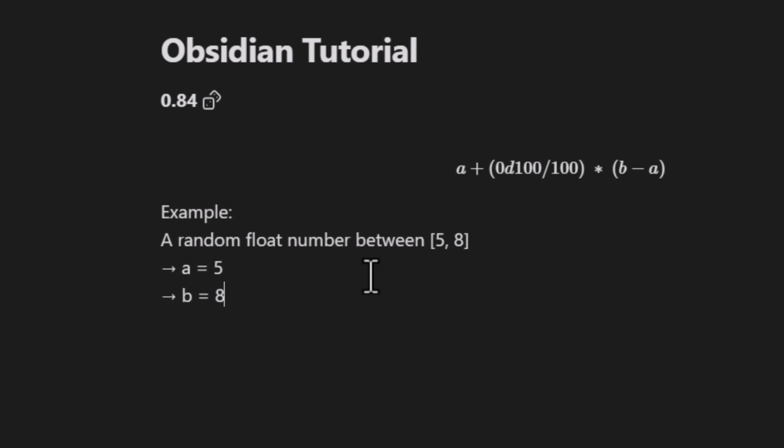Here's a weird feature of Obsidian. As you can see, you can roll a dice, you can generate a random integer number, you can generate a float number, and many other things, which I'm going to talk about in this video.